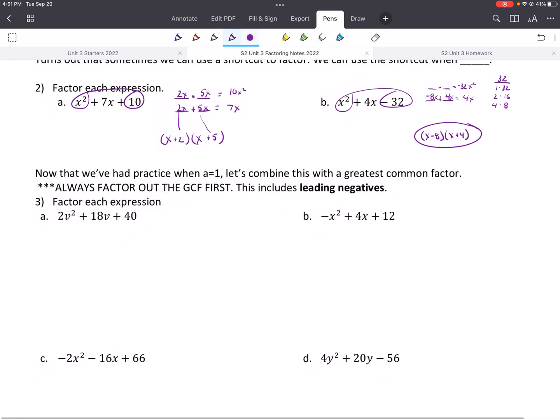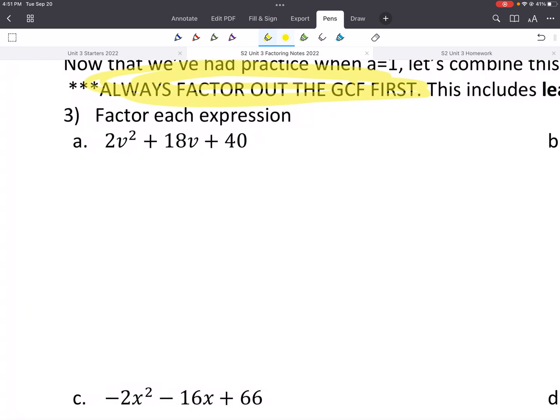All right, so now you've had practice when a is 1. Let's combine what we've learned with the greatest common factor. So we always, please highlight this, always factor out the greatest common factor first. Okay, so looking at a, you would think maybe we can't use the shortcut. That's just because we haven't factored out the 2. So if we factor out a 2, we'd get what? v squared plus 9v plus 20. Now a is 1, and we could use the shortcut.